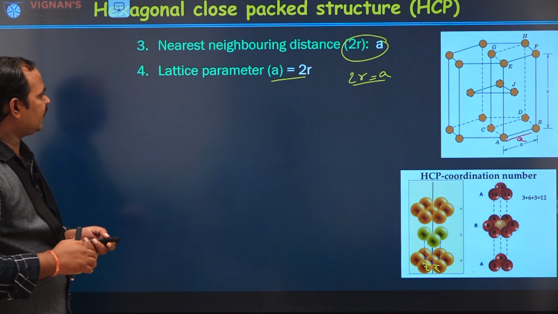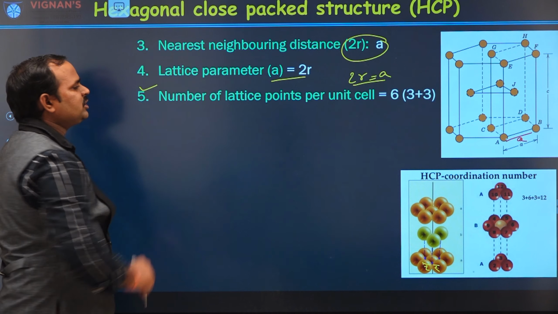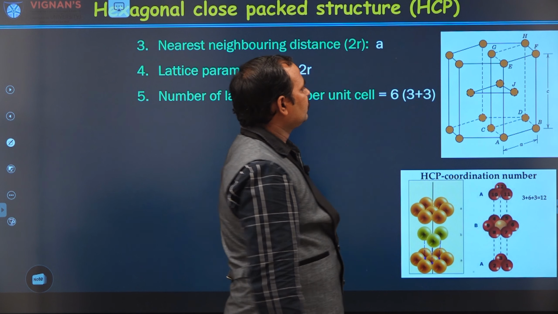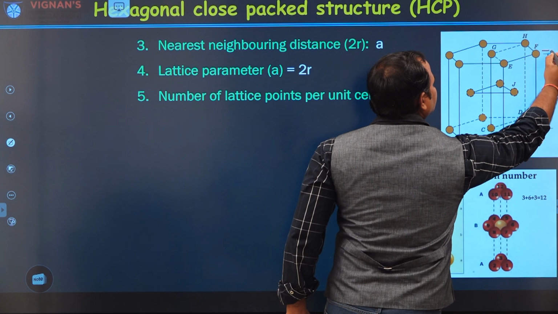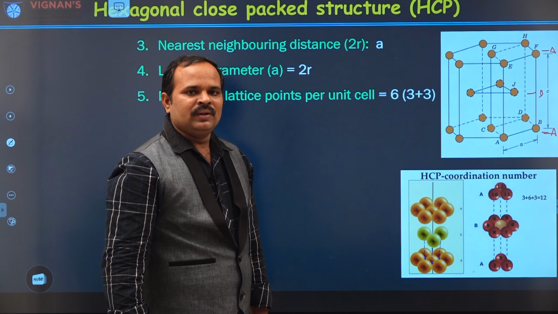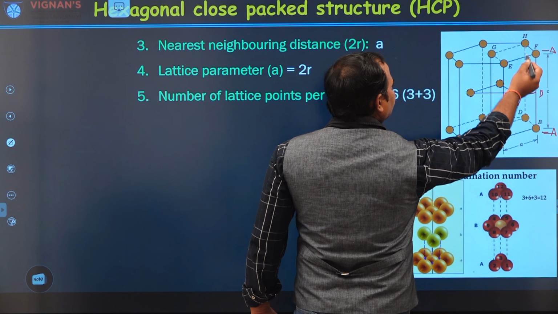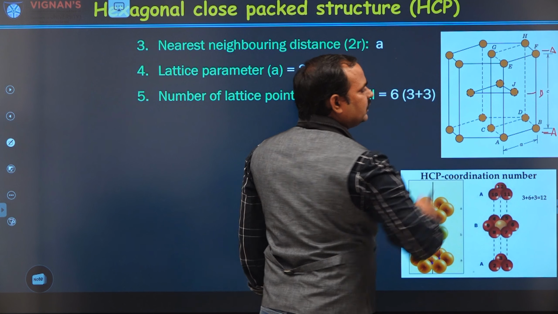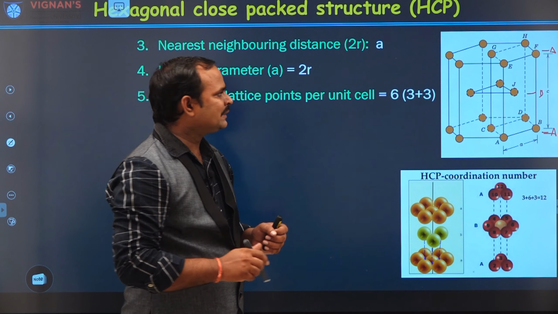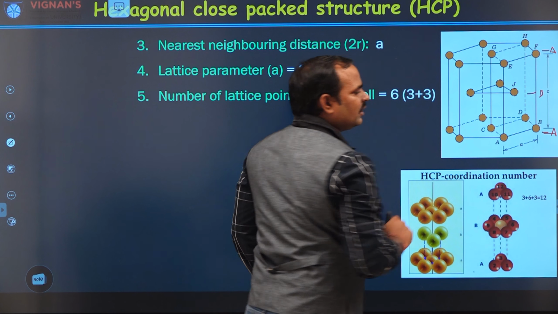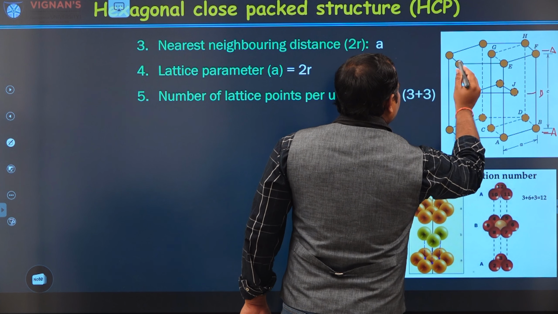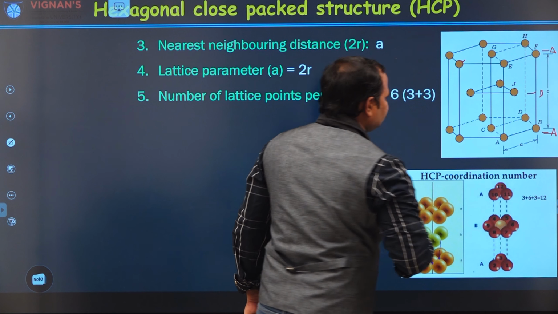The next one is the number of lattice points per unit cell. This is important. This is the unit cell of the hexagonal system, and there are 2 layers. Let's consider this as one layer and this as another layer. Now let's find the number of atoms per unit cell in this layer, then we'll extend to the other layers. In this layer, there are 2 types of atoms: first, the atoms at the corner, and second, the atoms at the center of the face. Now let's find out, this is the atom.